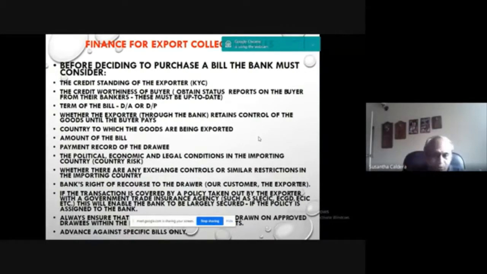But now I am giving you do's and don'ts. The political, economic and legal conditions in the importing country are very important. Whether there are any exchange control or similar restrictions in the importing country. Right?